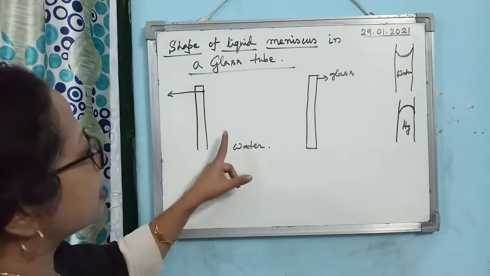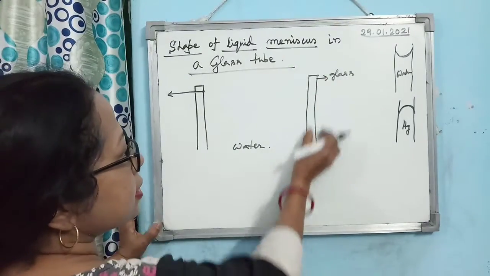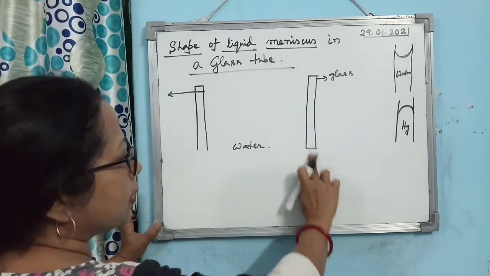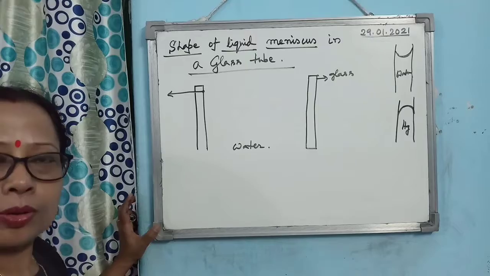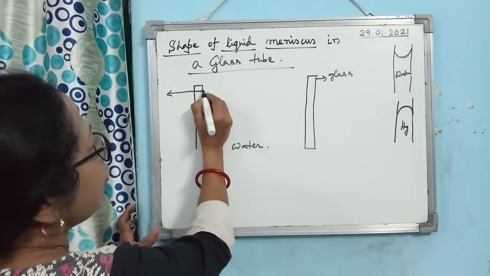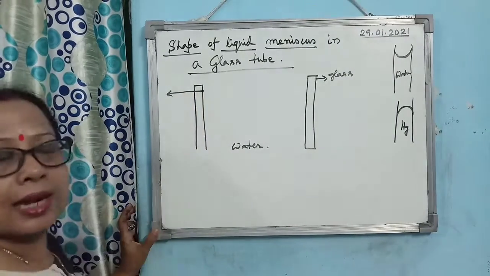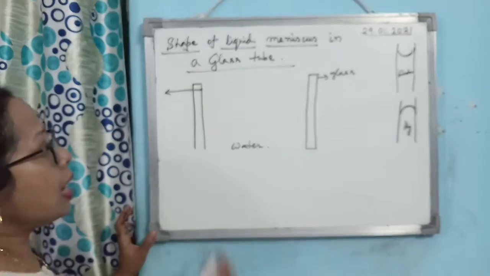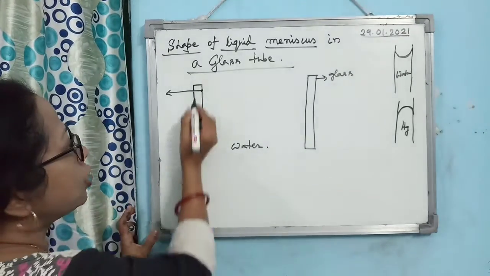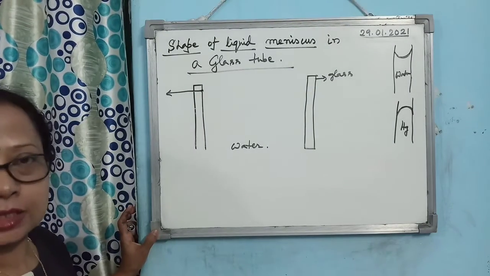Suppose you have taken a certain amount of water in a glass. Now this is the wall of the glass tube. The container continues here, I have not completed it, because we have to consider only the upper surface. Now if you consider the molecule which is touching the glass surface, it will experience two forces. What are the two forces? Adhesive force, and another is cohesive force.